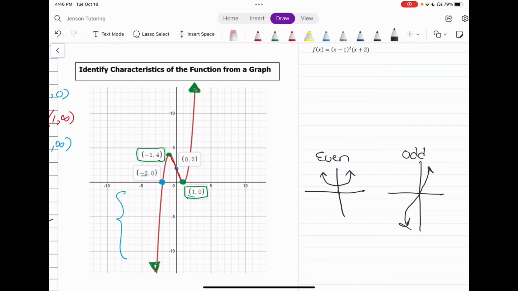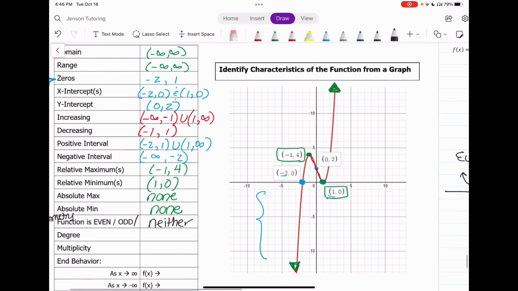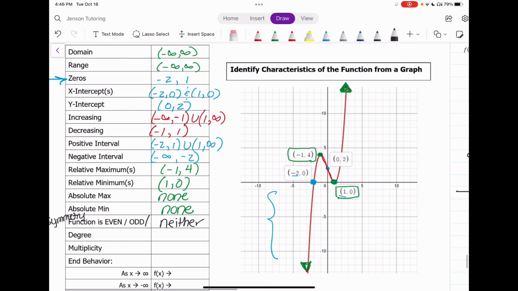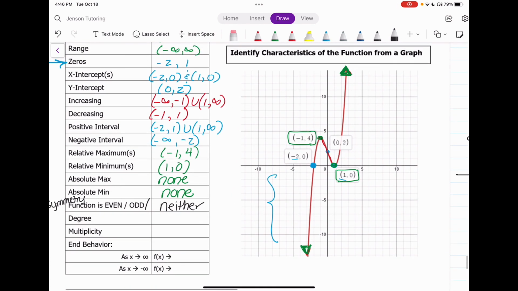So even, you can fold the graph. It has symmetry across the y-axis. Odd functions have symmetry across the origin. And if it's been shifted at all, or it has any bumps, or in this case it's kind of wicky-wacky, it would be neither.